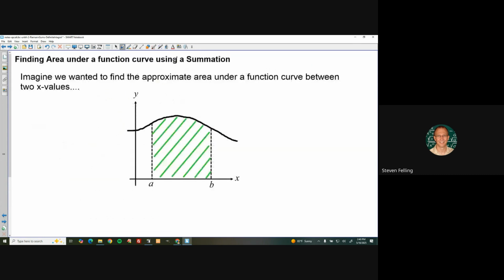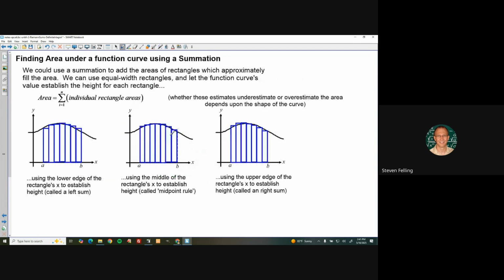Okay, so the main idea here is, let's say we have a function curve, and we have a region in the domain from A to B, x equals A, which is the lower number, to x equals B, which is the higher number. And we want to find the area under the curve, meaning the area between the function curve and the x-axis. Well, it's going to be hard to calculate this because there's a curvature shape here. But we could attempt to fill this up with a simpler geometric shape like rectangles, which are easy to find the area of.